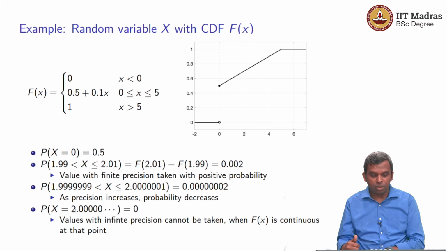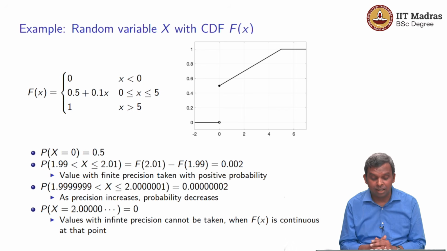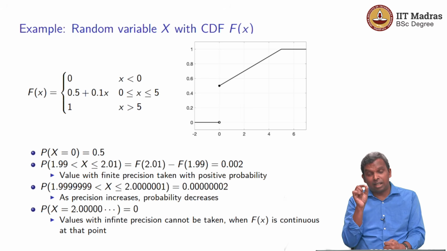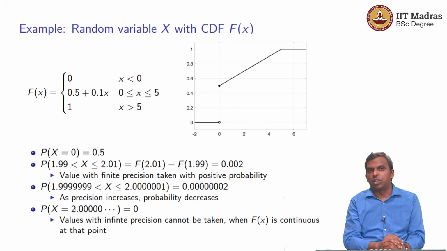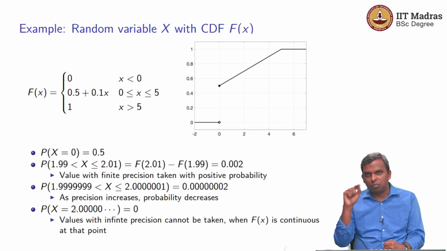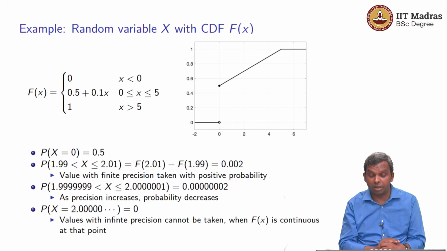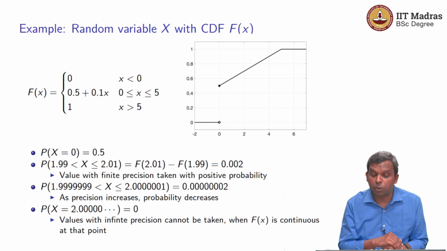Okay. So this is the main result here. You cannot take values with infinite precision when F of x is continuous at that point. Okay. So let's just accept it for now, and we will use this rule very clearly, right? If F of x jumps at a point, then it takes that value with non-zero probability. If it is not jumping, if it is just smooth and continuous at that point, it takes that value with probability 0. So for instance, if somebody says in this CDF, what's the probability that x equals 4? You should just say 0.